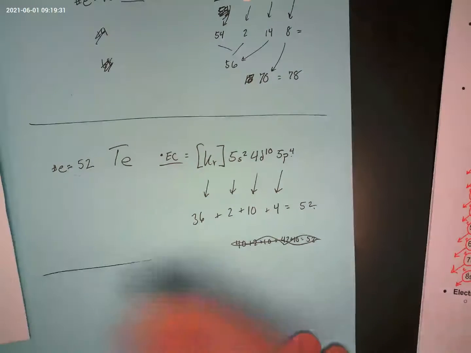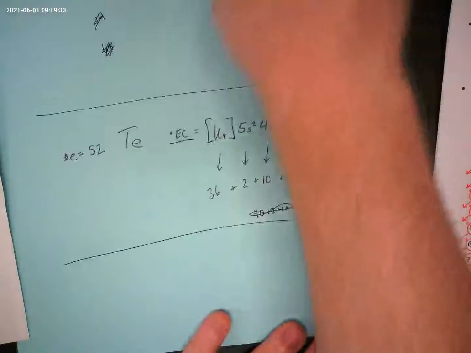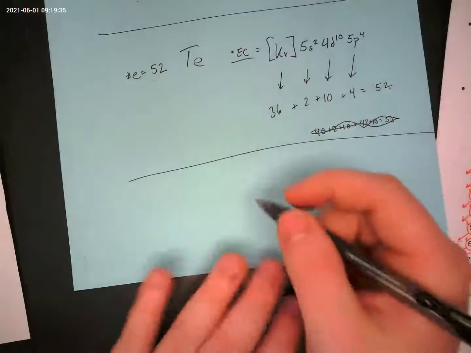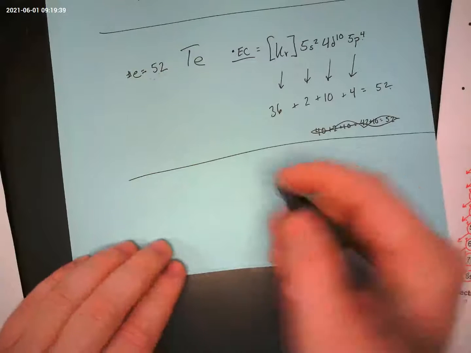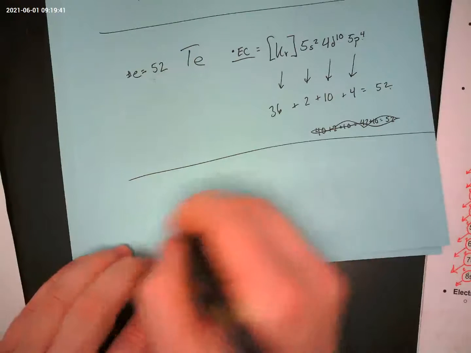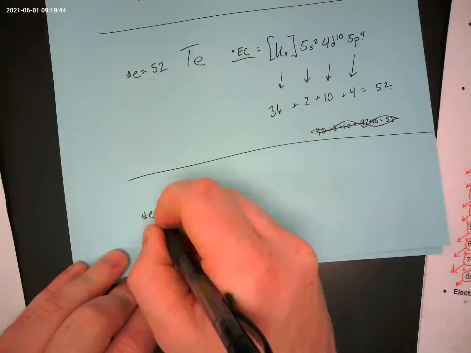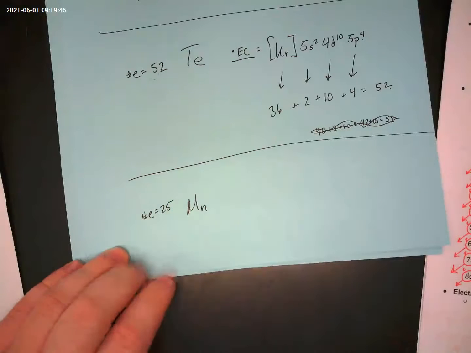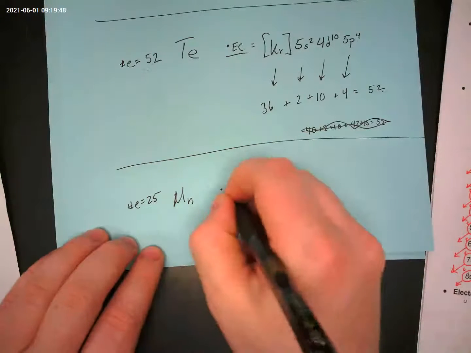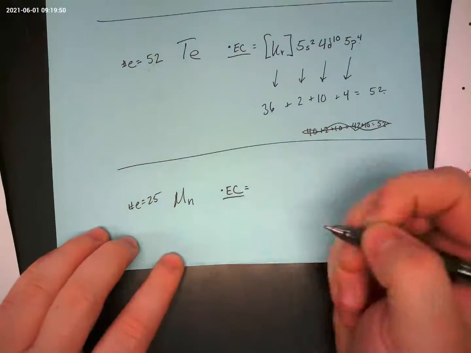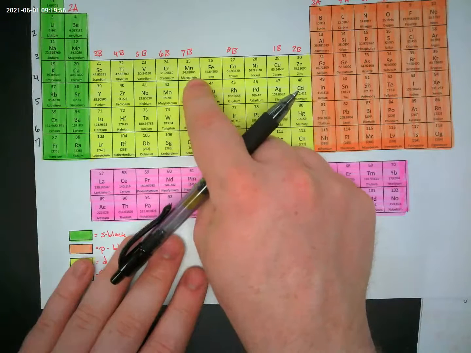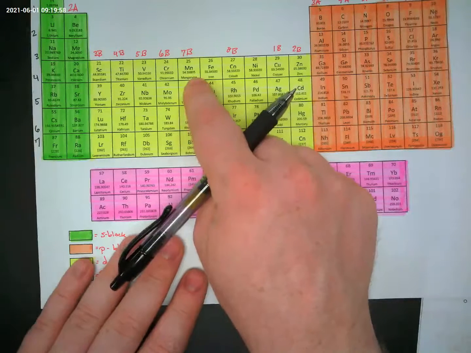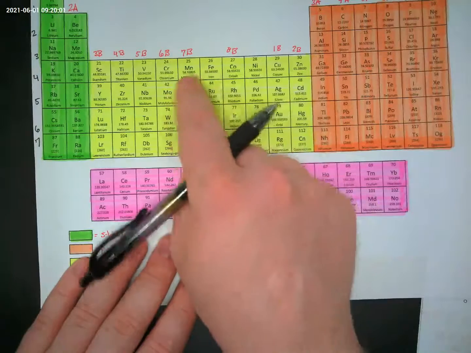And just one more, just in case we're still kind of unsure about it. Let's do manganese, one even simpler. Manganese has 25 electrons, and we're just making an abbreviated electron configuration. So here's manganese right here. Manganese is going to be in the 4th period, but it's in the d block, so it's going to be in 3d instead of 4d.